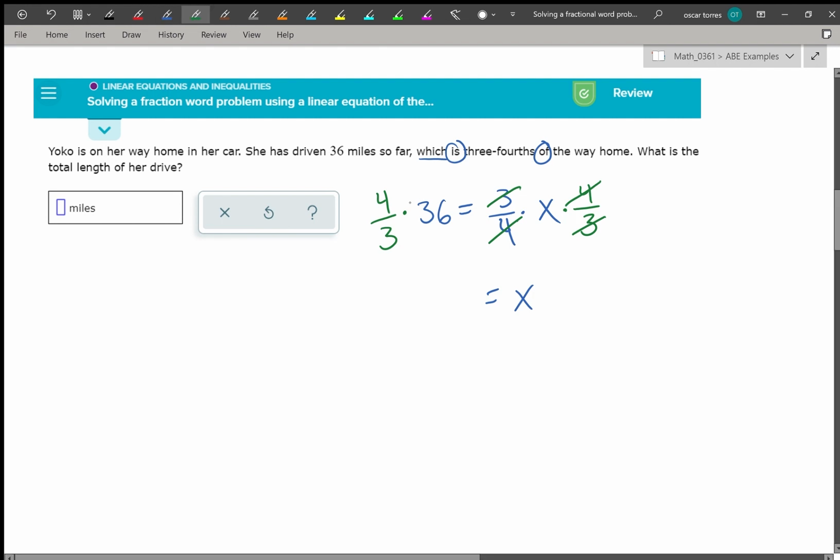Now on the left hand side, we need to do 4 times 36, and you can think of the 36 as 36/1. So 4 times 36, that would be 144, and 3 times 1 would be 3. So we get 144 divided by 3, and I believe we can simplify that. 3 goes into 14, 4 times, that leaves us with 24, and 3 goes into 24, 8 times. So we end up getting X equals 48 for this problem. 48 ends up being my answer. So the total length of her drive is 48 miles.